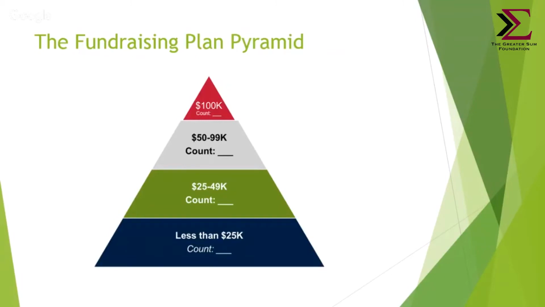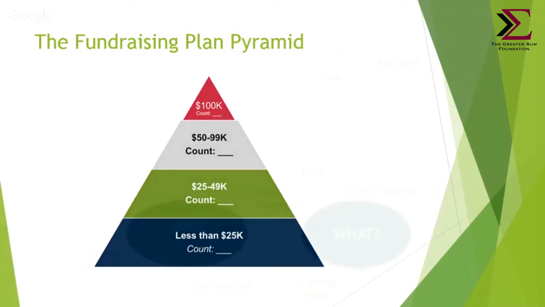So here's the fundraising plan pyramid that I mentioned. This is a very general pyramid, but a very useful tool. So again, count how many people you are going to ask for gifts from $1 to $25,000, and how many are going to go in each section. Make it scalable to your organization. If you're fundraising $5 million a year, then make sure that your pyramid adds up to the $5 million you need. If you're raising $100,000 a year, again, make sure everything adds up.